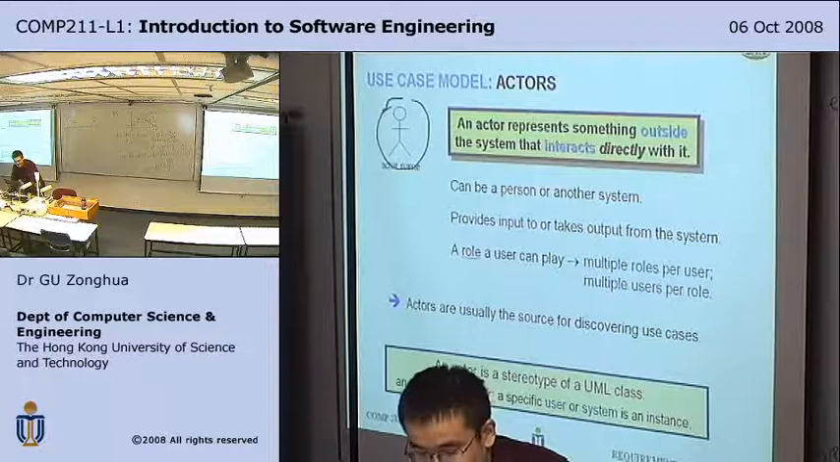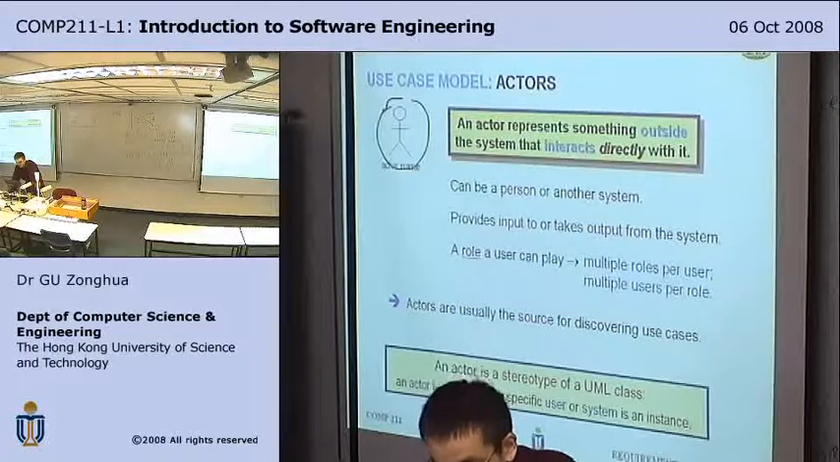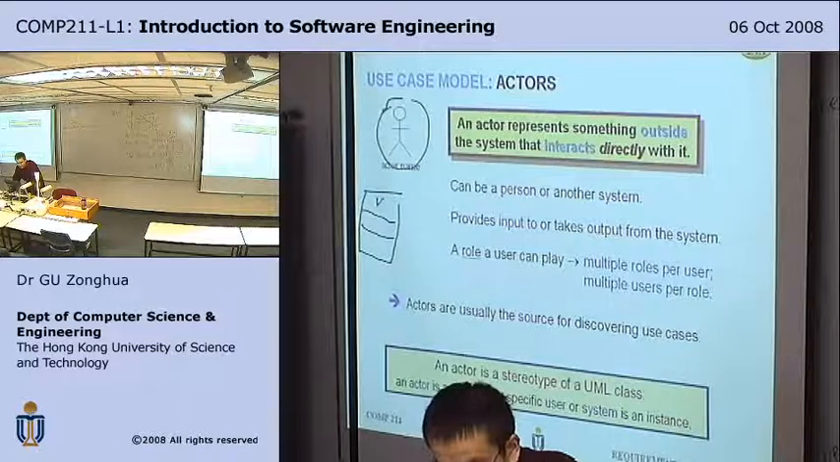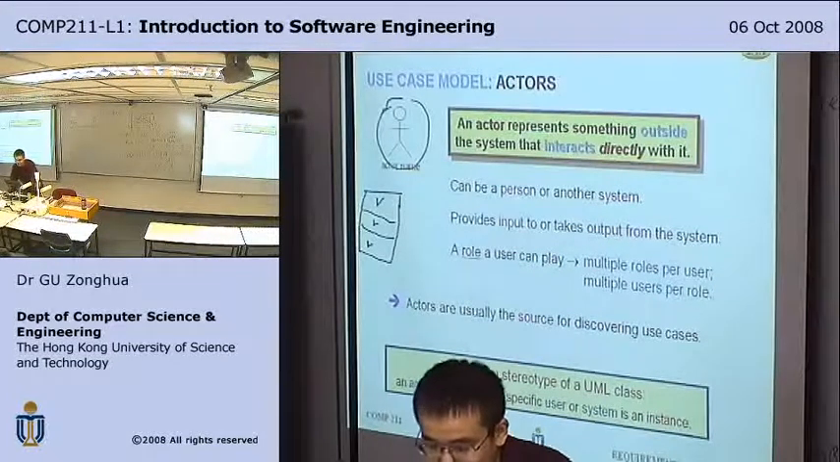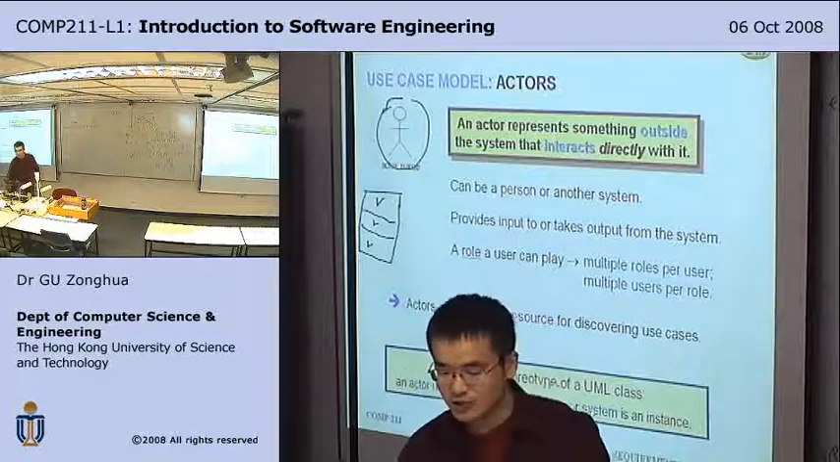But it's actually a class. So the standard class notation is this, right? You have three compartments with the name, attributes, and operations. So the actor is exactly a class. You just use this notation as a stereotype to denote that it's a very special class.